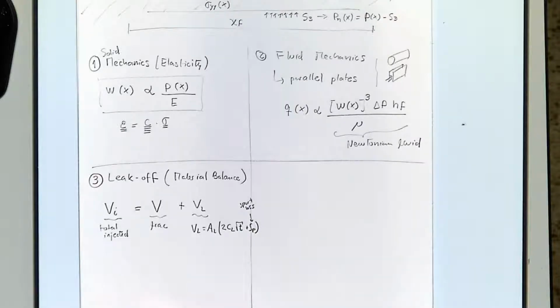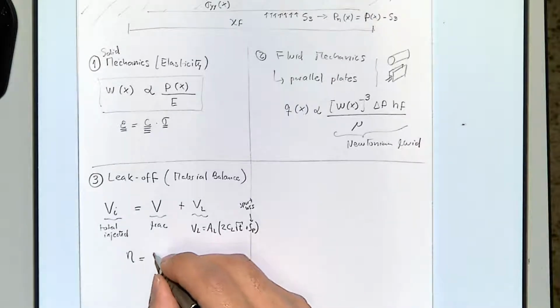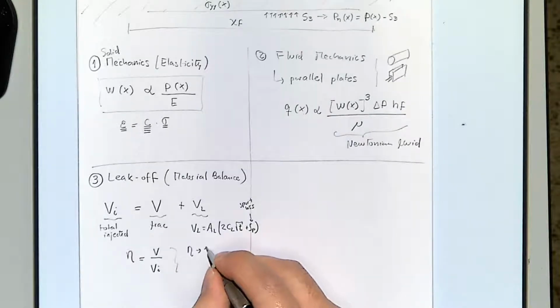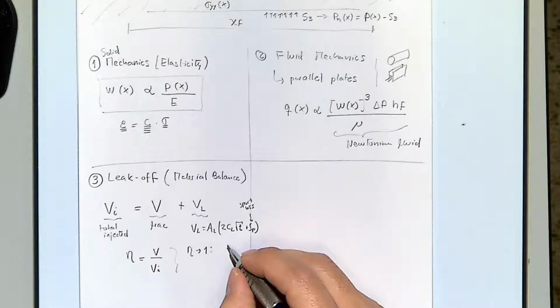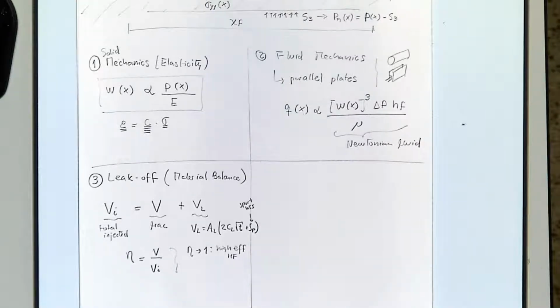There is another very important parameter that we can consider, called the efficiency of the injected volume, and it goes by eta. This relates the amount of volume that goes into the fracture divided by the total amount of injected volume. Basically, as eta tends to 1, you will say this is a high efficiency hydraulic fracture, because almost all of your fluid goes into the fracture. If eta is very small, you will say that that's a low efficiency, or that you have significant leak off.